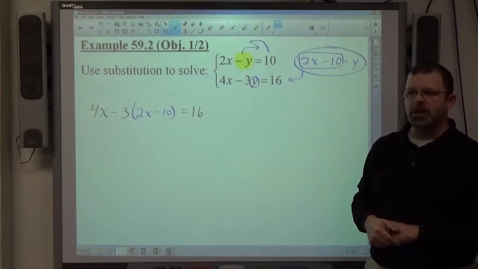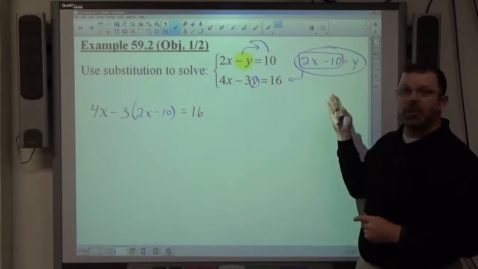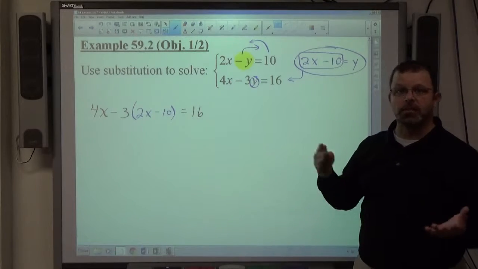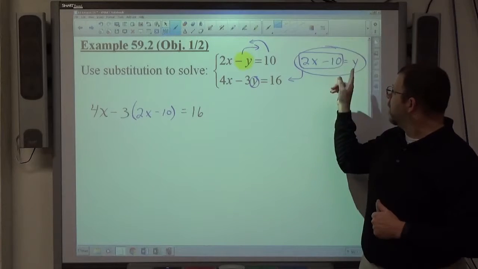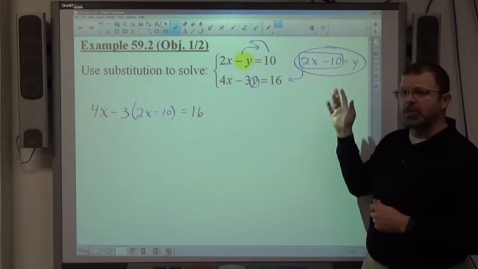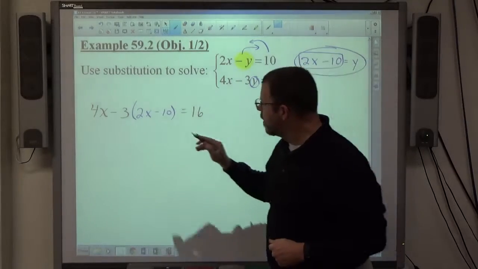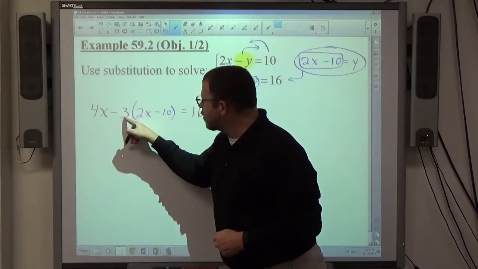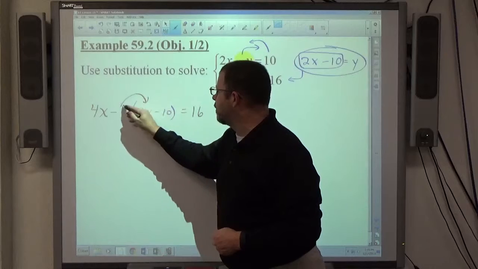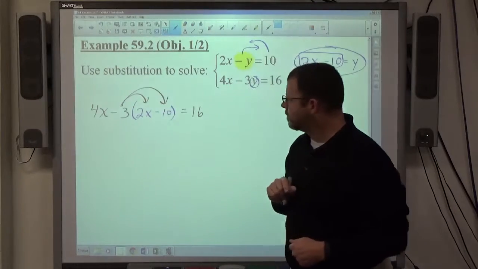That happens almost every time with these problems. Occasionally y equals 2x or y equals x or something like that, then you just put it in there. But usually y equals two things or x equals two things. Usually parentheses are necessary. Now be careful here, it says minus 3 times this, so when you distribute, some of you are still having issues with this right here.